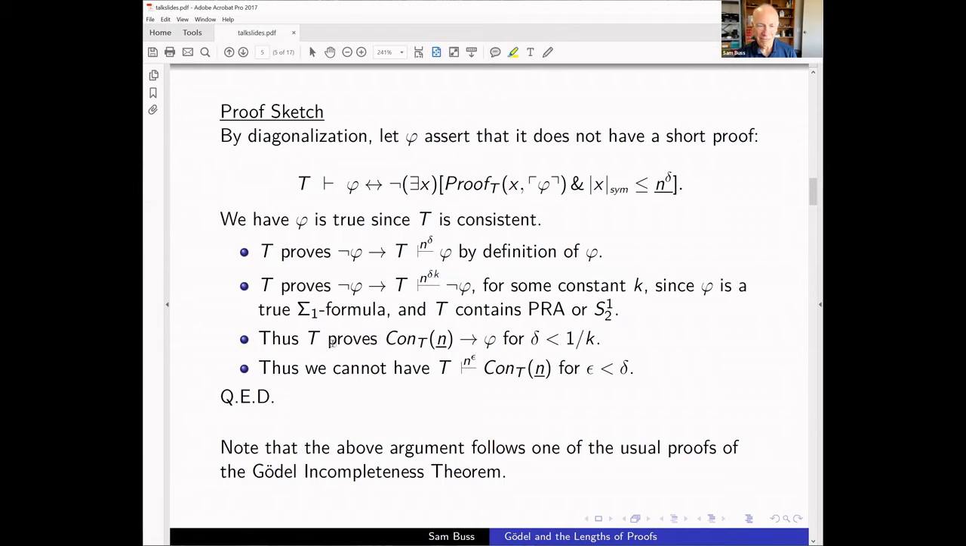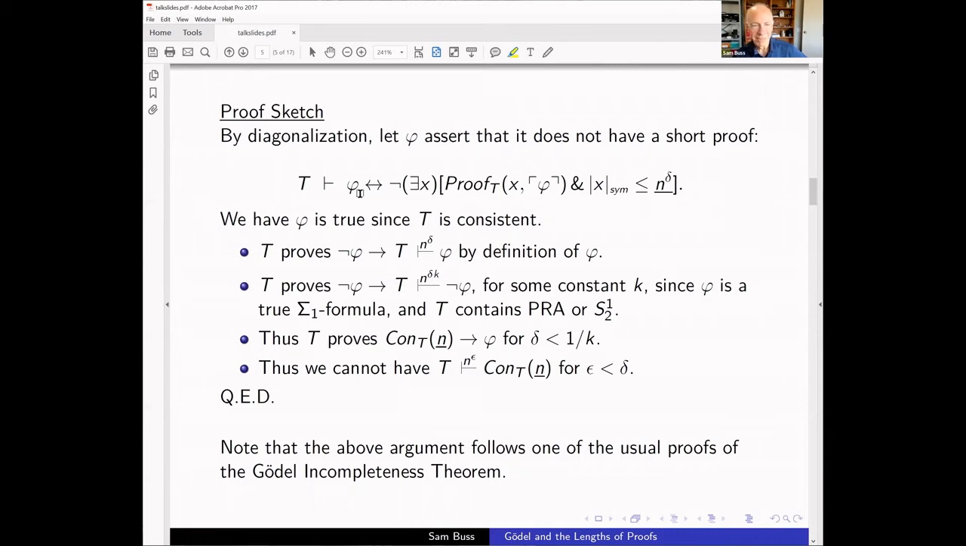And putting that together, taking the contrapositive, T proves that Con_T(n) implies phi, assuming we chose delta less than 1 over k, basically. And so then we can't have short proofs in T of Con_T(n), because short proofs of Con_T(n) would then use modus ponens to get a short proof of phi, but phi doesn't have a short proof. Okay, so there we are, that's the proof.